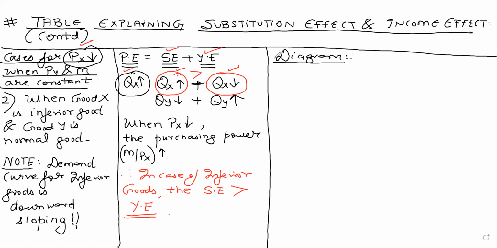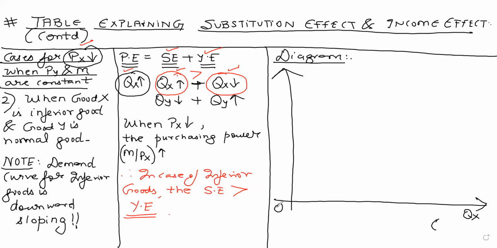So I can quickly draw a diagram. Let's quickly draw a diagram. On the horizontal axis, we have good X, which is an inferior good. And on the y-axis, we have good Y, which is a normal good. Always draw the budget lines first. If you can recall, in the previous lecture also I had mentioned that always draw the budget lines first. So this is our initial budget line, AB.